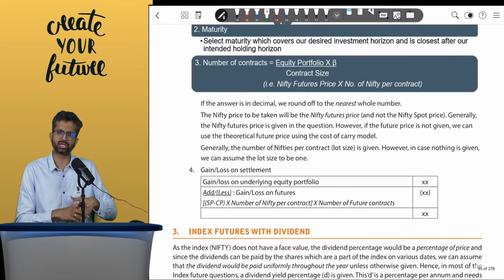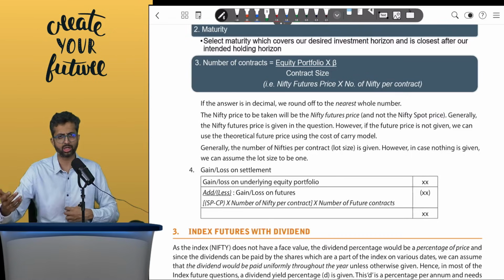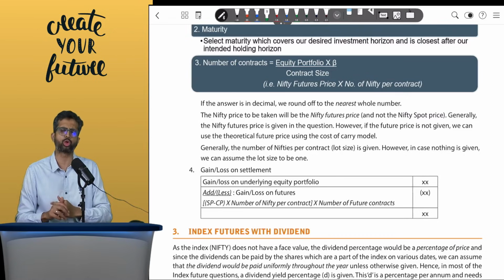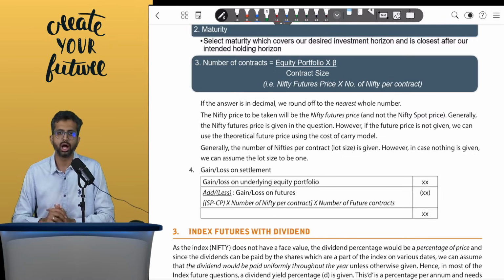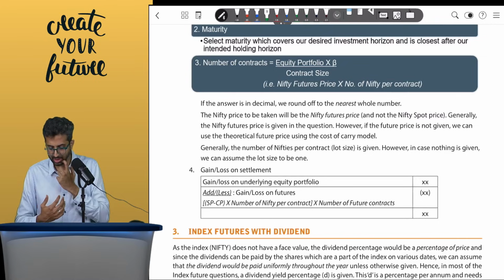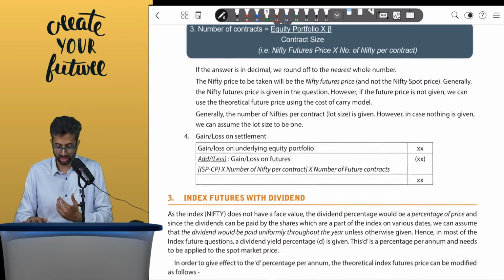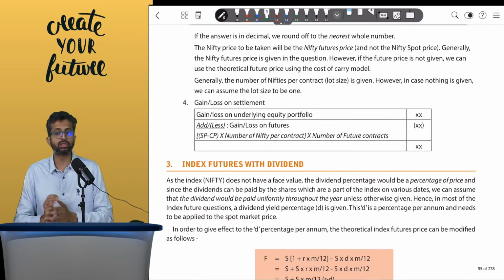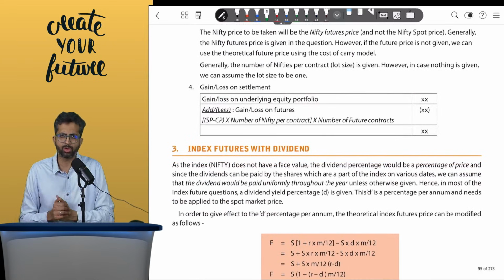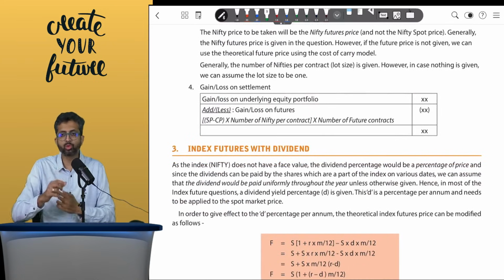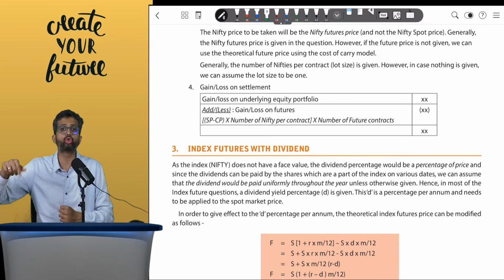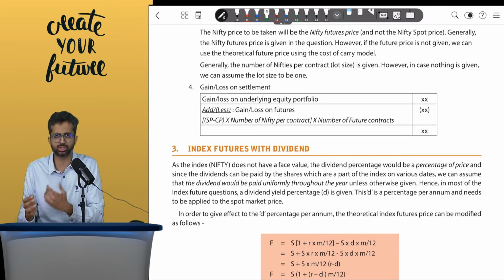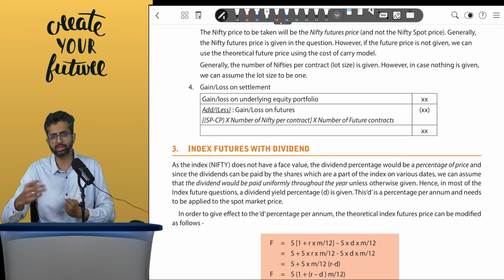And then the gain or loss on settlement would be, let us say, the gain or loss on the underlying portfolio, and compare that with the gain or loss on the index future. That will be calculated as the selling price minus cost price into the number of nifties per contract into the number of futures contracts that you have entered into, and that will give you the total value. In either of these cases, there can be continuous compounding, and if there's continuous compounding, instead of doing F is equal to S into (1 plus R) raised to N, you will do F is equal to S into e raised to RN, where e is 2.71828, R is the rate of interest, and N is the number of years.